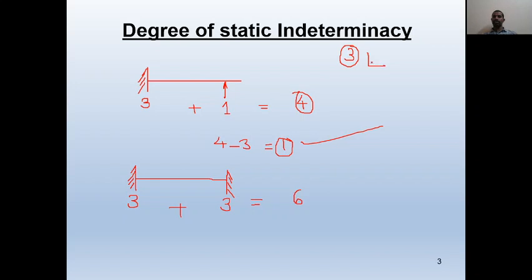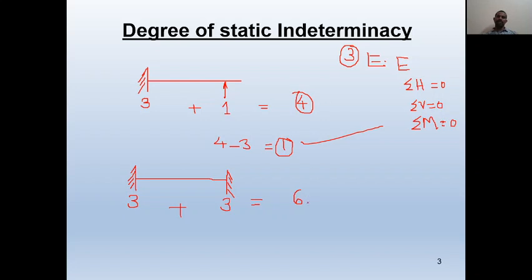But we know there are only 3 equilibrium equations: sigma H equal to 0, or sigma Fx equal to 0, and similarly sigma V equal to 0, or sigma Fy equal to 0, and sigma M equal to 0, or sigma Mz equal to 0. These are the 3 equilibrium equations for 2-dimensional conditions.